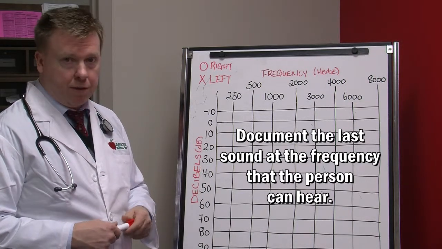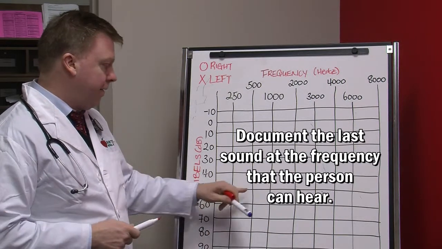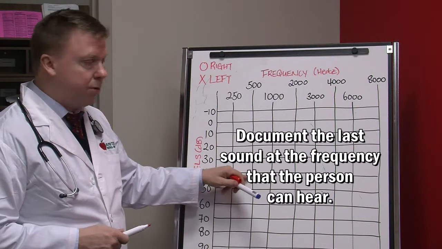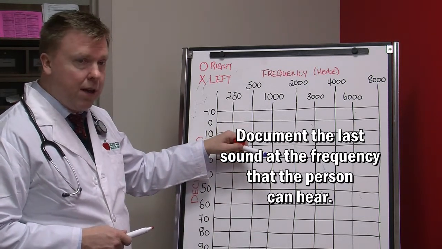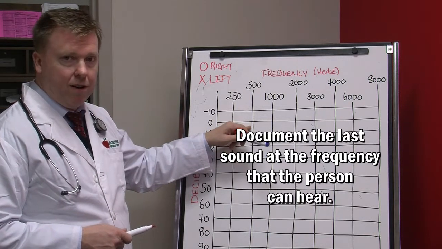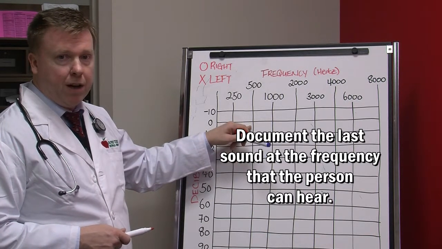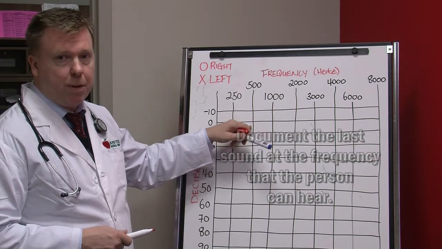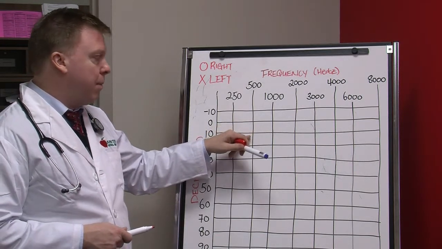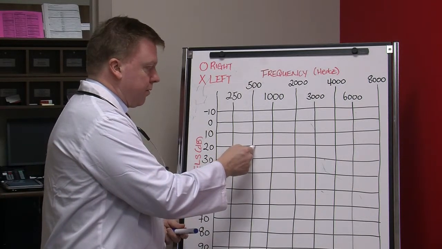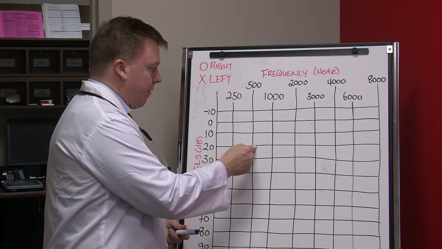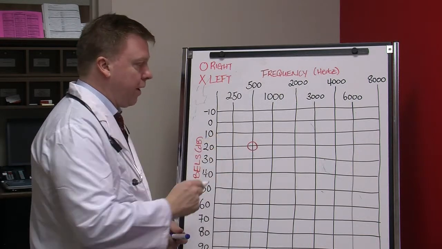So let's say that this person was able to hear at 50 decibels, 40 decibels, 30 decibels, 20 decibels, 10 decibels, but couldn't hear at the lowest range, at the lowest sound that most people can hear. Then we mark the one that they could hear. So let's say in their case it was 20 decibels, and we're testing the right ear. We put an O there.